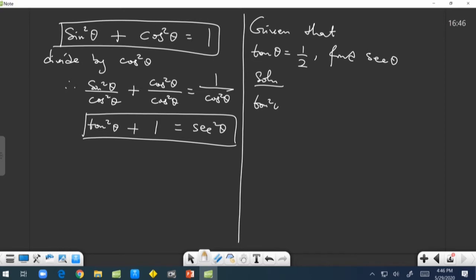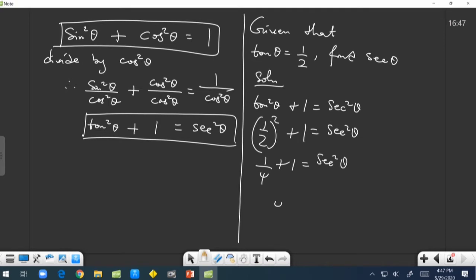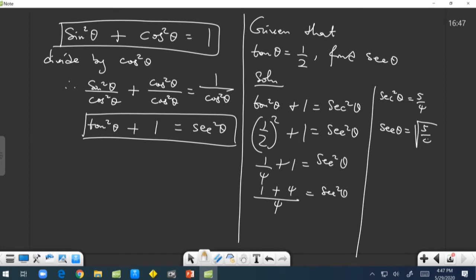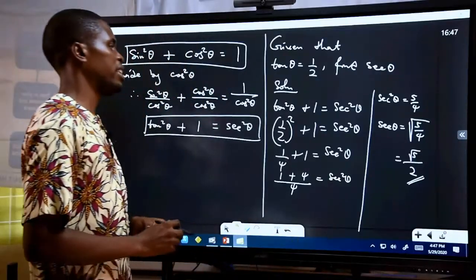We have tan squared theta plus 1 is equal to sec squared theta. Tan squared theta means 1 over 2 all squared, plus 1 equals sec squared theta. 1 over 2 all squared gives us 1 over 4 plus 1 equals sec squared theta. That is the same thing as (1 plus 4) over 4, so sec squared theta is equal to 5 divided by 4. And sec theta is the square root of 5 over 4, and the square root of 5 over 4 is root 5 divided by 2. So that is the answer for sec theta.